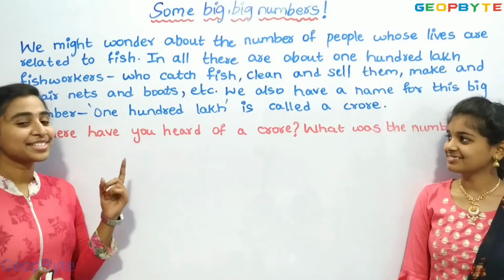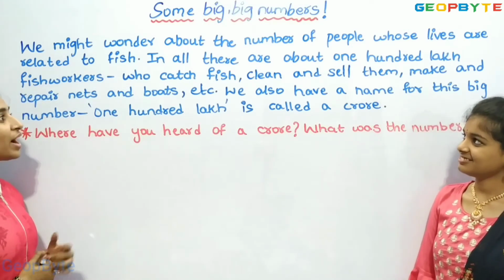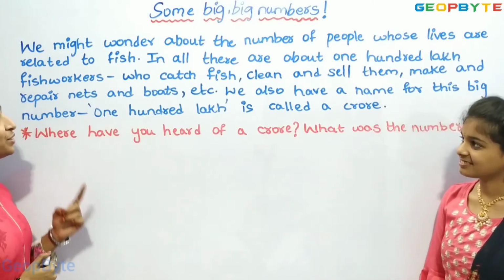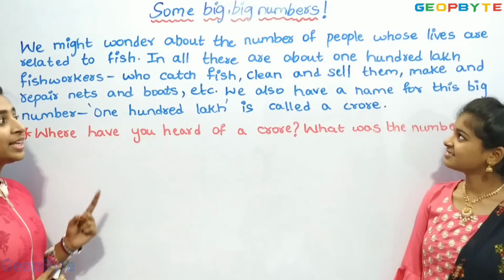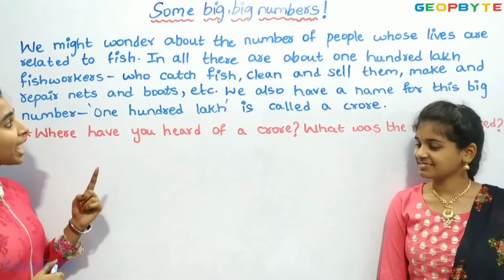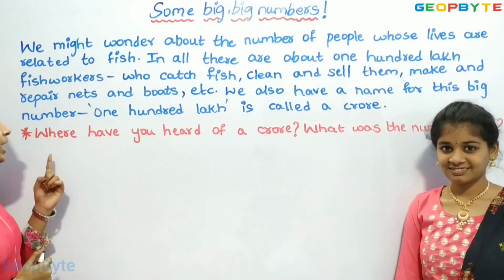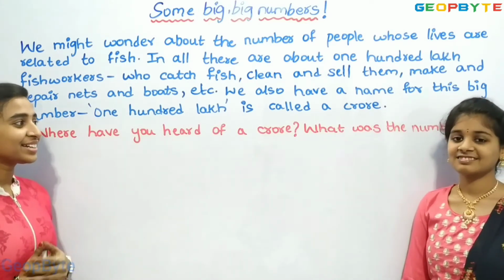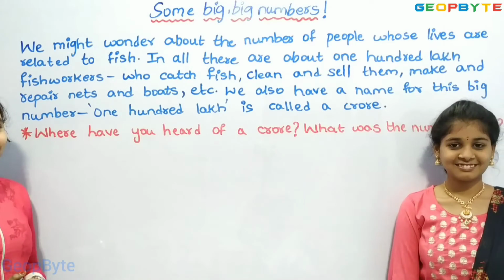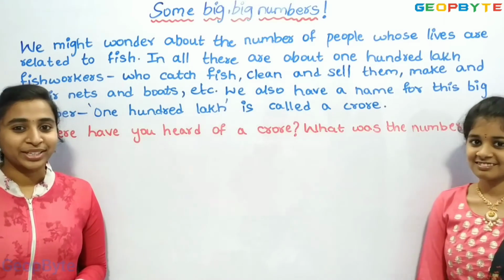Children, there is some information given. Let us read it. We might wonder about the number of people whose lives are related to fish. In all, there are about 100 lakh fish workers who catch fish, clean and sell them, make and repair nets and boats, etc. We also have a name for this big number. 100 lakh is also called a crore.